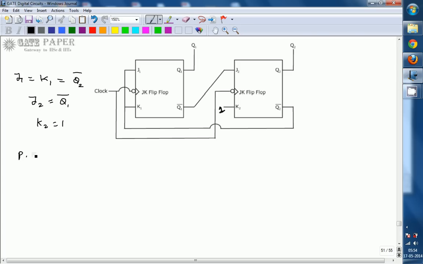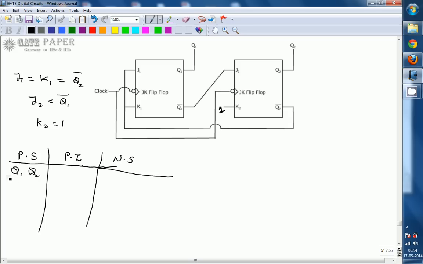Let us assume this is the present state information, followed by present inputs, followed by next state. Present state implies Q1 Q2 values, present inputs implies J1 K1, J2 K2, and next state is Q1 plus, Q2 plus.